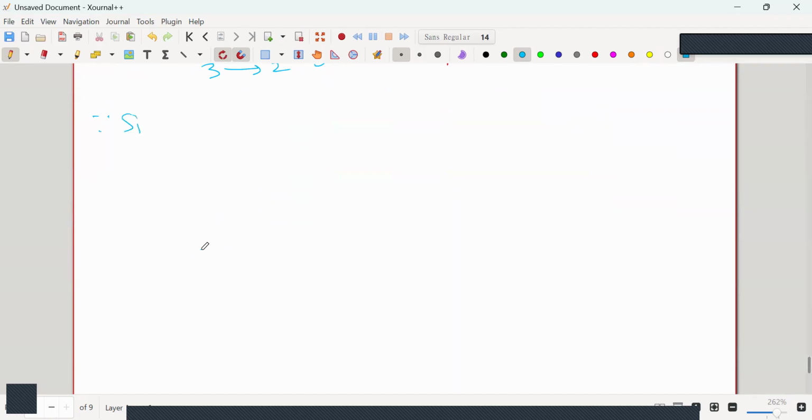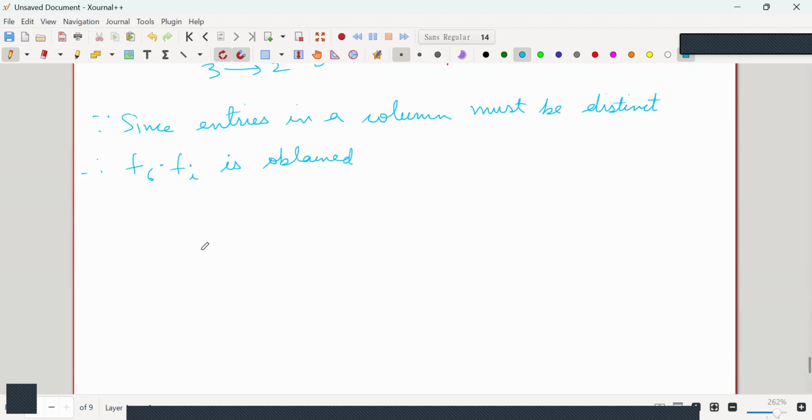Since entries in a column must be different, must be distinct, therefore F6 composed with Fi is obtained directly from the current table.